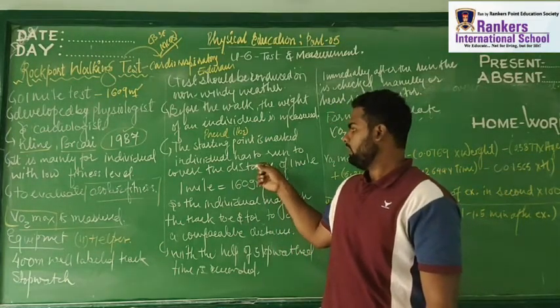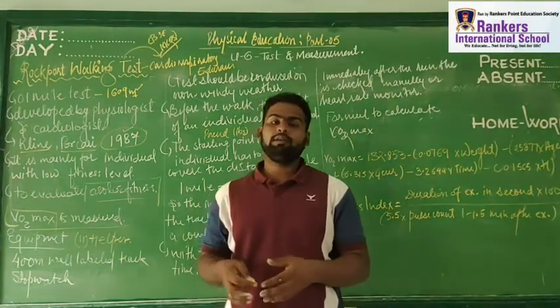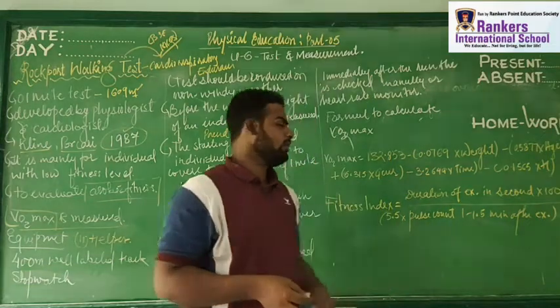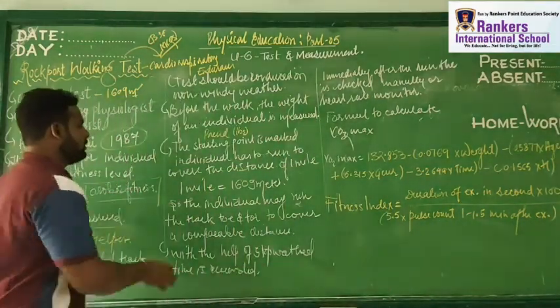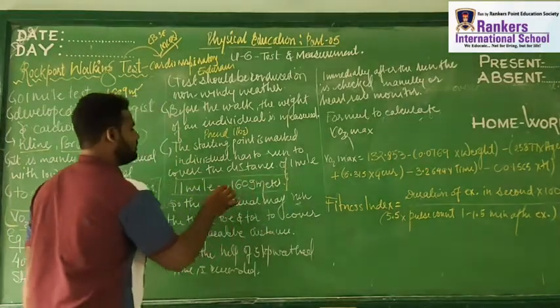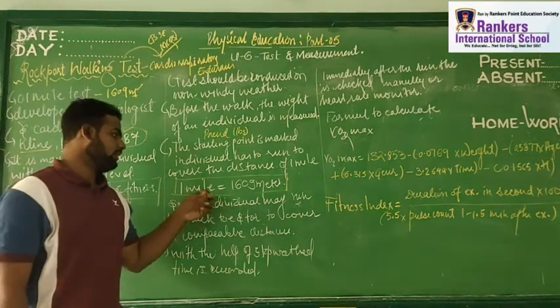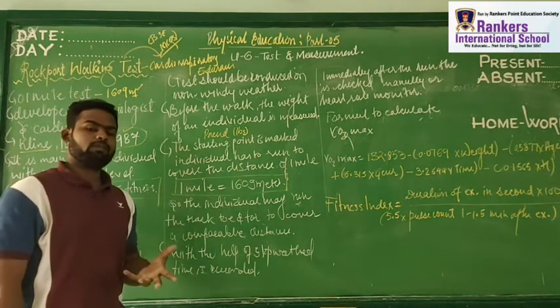Now the point comes at 1 mile. It sometimes causes student confusion, and board exam people may ask. When I'm talking about 1 mile, 1 mile is equal to 1609 meters. So 1609 meters should be covered, and the time will be recorded.